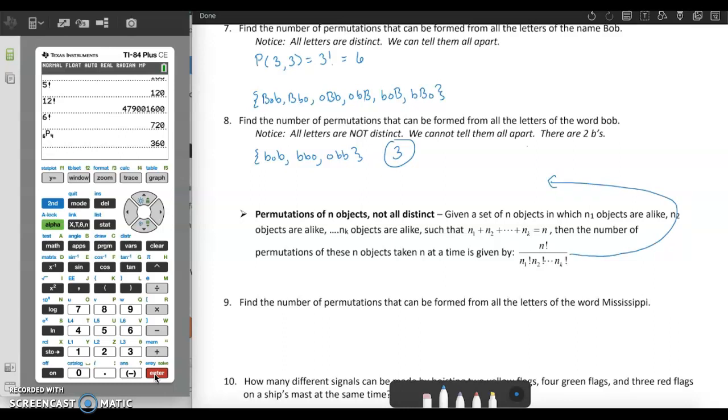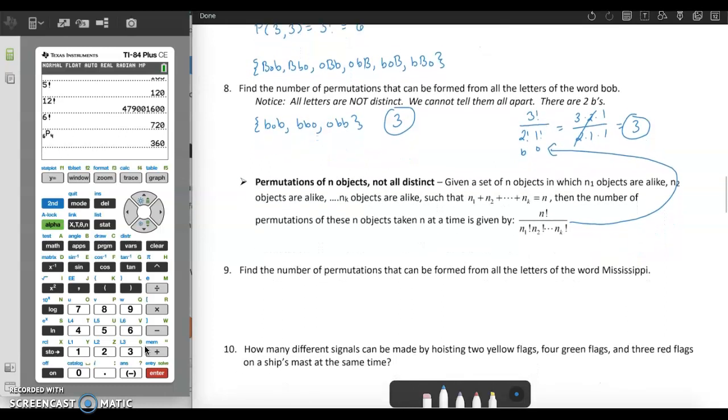What it would end up saying is I'm going to do 3 factorial on the top because I have 3 total letters that I want to permutate. But on the bottom, I would do 2 factorial for the little b's because there are 2 of those that are the same. And I would do 1 factorial for the little o because I only have 1 of those. So you can see I would get 3 times 2 times 1 over 2 times 1 times 1. The 2's would cancel out, and that's how we would arrive at just a 3.